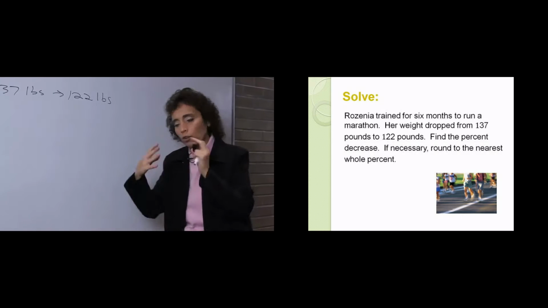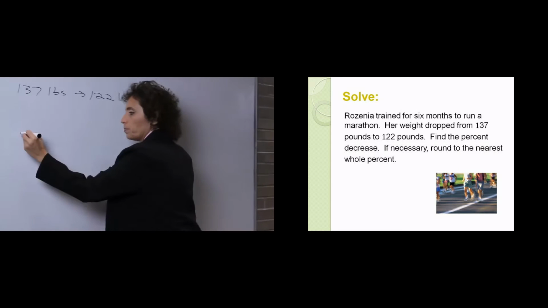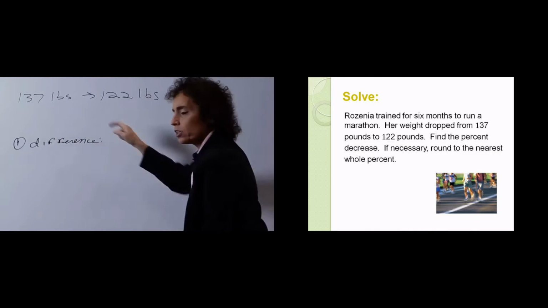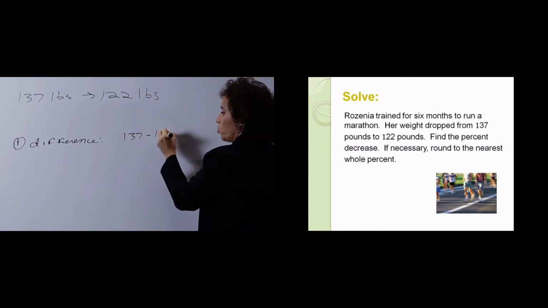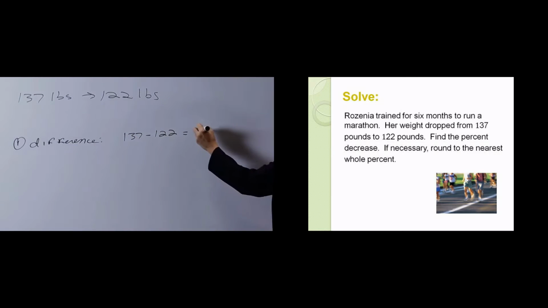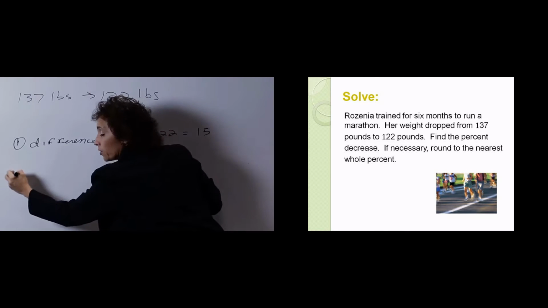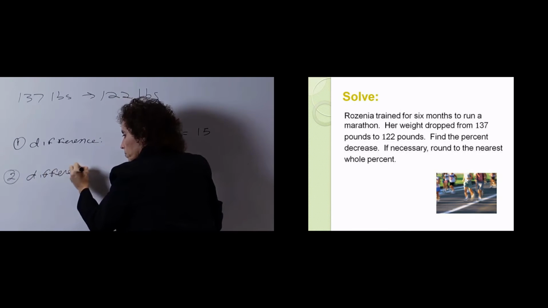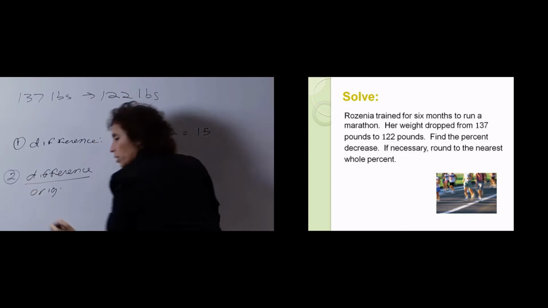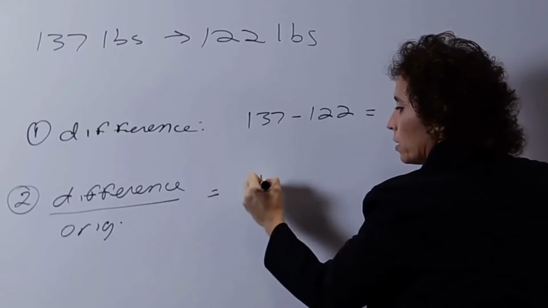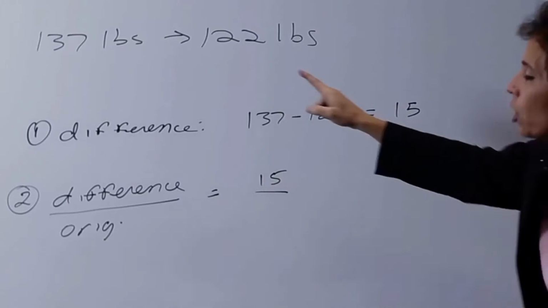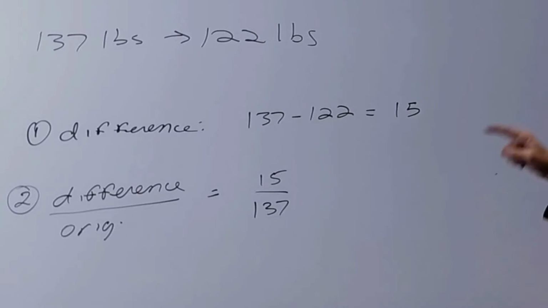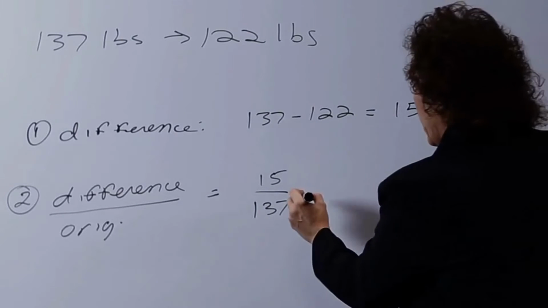We're just going to do the same formula we just did, which is we're going to first get the difference between the two numbers. So we're going to subtract these numbers, 137 minus 122, and that is 15. And then we're going to take the difference and divide it by the original amount. So the difference is 15. The original is 137. That's where she started. And we actually will do that division.